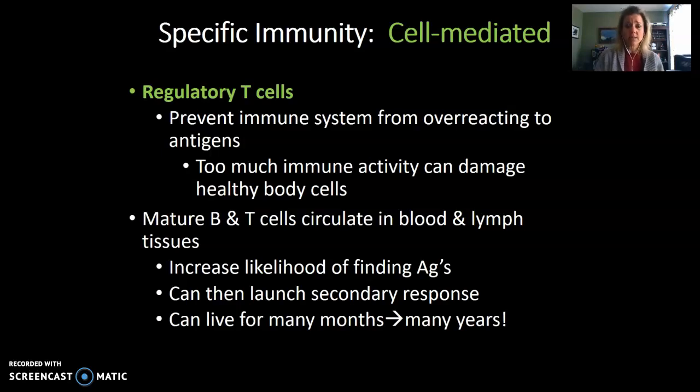Once B and T cells have been activated by their specific antigens, they are no longer considered just immunocompetent. Now they are mature. And they're not just going to hang out in the lymph nodes. No, they're going to circulate in the lymph and in the blood in order to patrol our body to make sure that their specific antigen hasn't re-entered. And if it has, they're going to mount that specific immune response against that antigen.